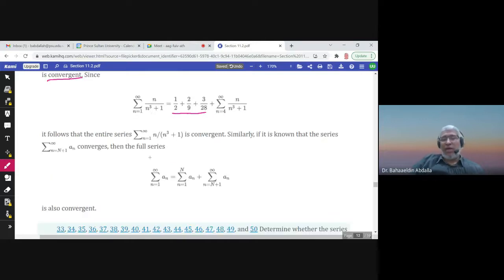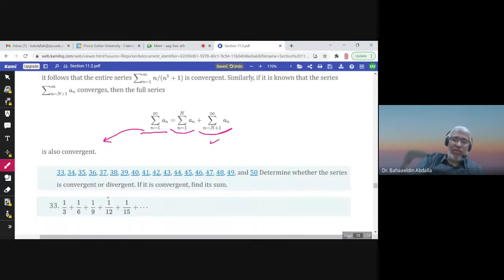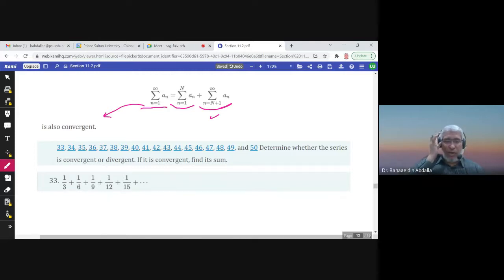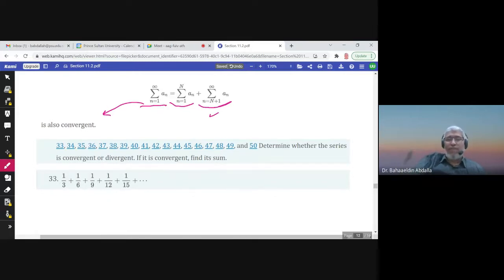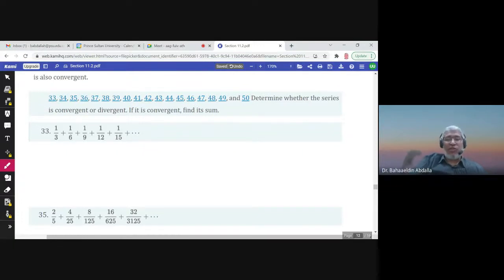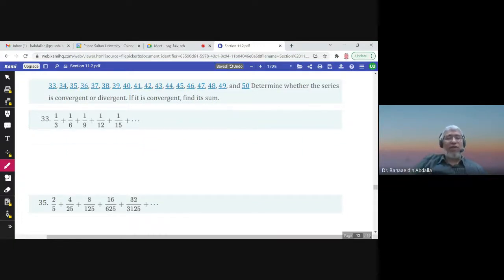So if you know that the series from capital N plus 1 to infinity is convergent, then if you start from 1, these capital N terms in the beginning will not affect the convergence, and this series would also be convergent. The same you can say for divergent series. Determine whether the series is convergent or divergent. If it is convergent, find its sum.